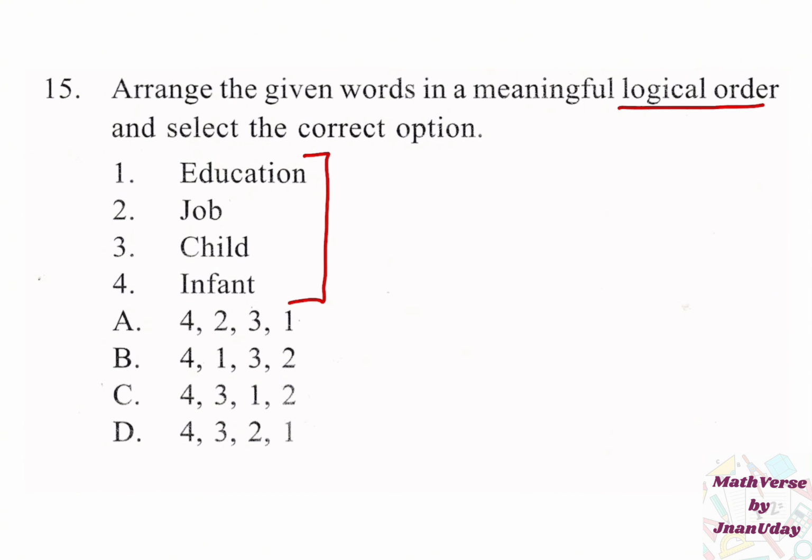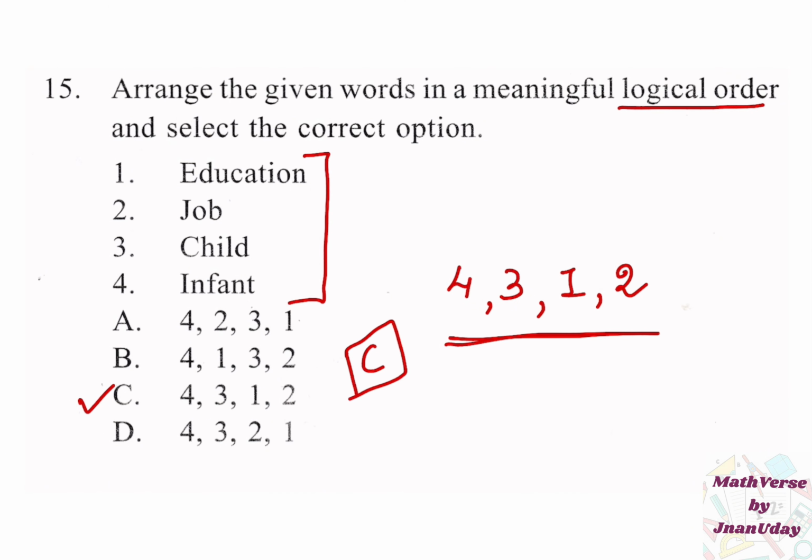So age-wise, what comes first? That is first infant. After that, the infant becomes a child. The child takes education. And after education, an adult takes a job. So logically, this is the correct order. So which option has this order? That is option C. So the correct option for question number 15 is option C.